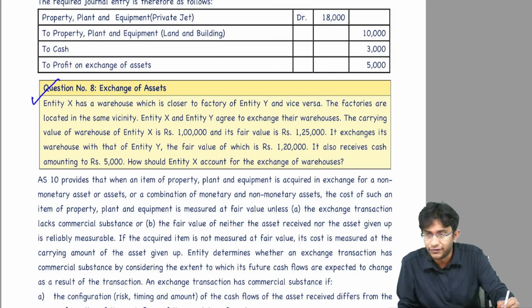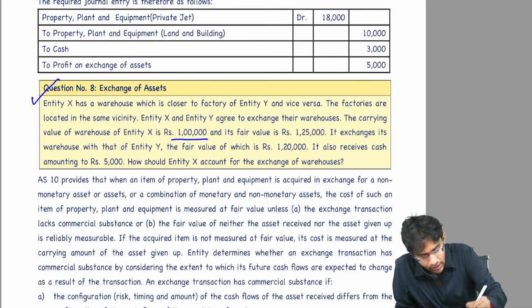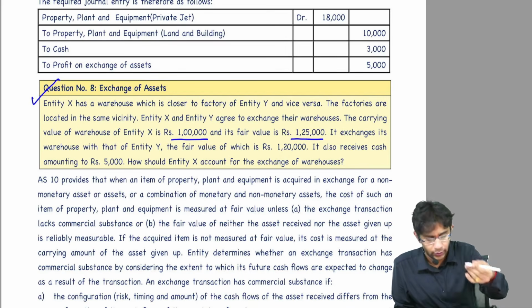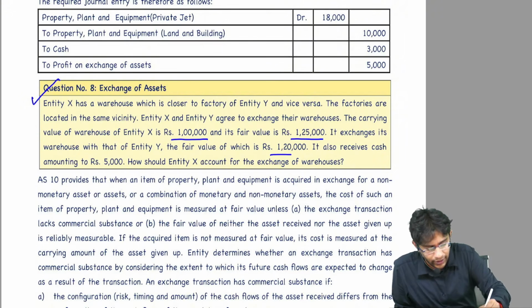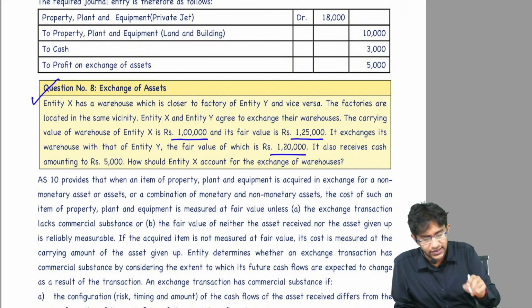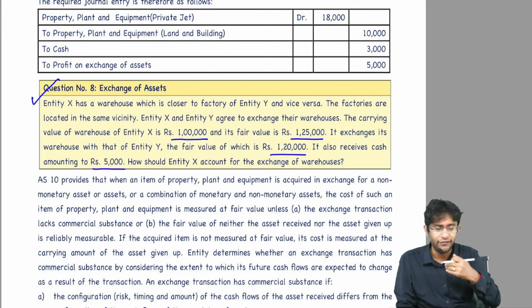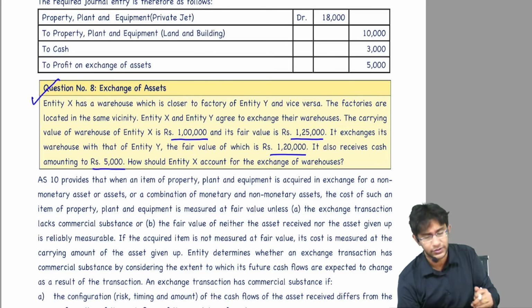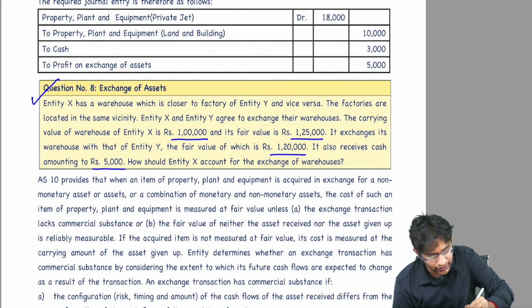The carrying value of the warehouse of entity X is 1 lakh and its fair value is 1,25,000. It exchanges its warehouse with that of entity Y, whose fair value is 1,20,000. It also receives cash amounting to 5,000. So when I gave up my godown to him and took his godown, he paid me another 5,000 rupees also. How should entity X account for the exchange of warehouses?